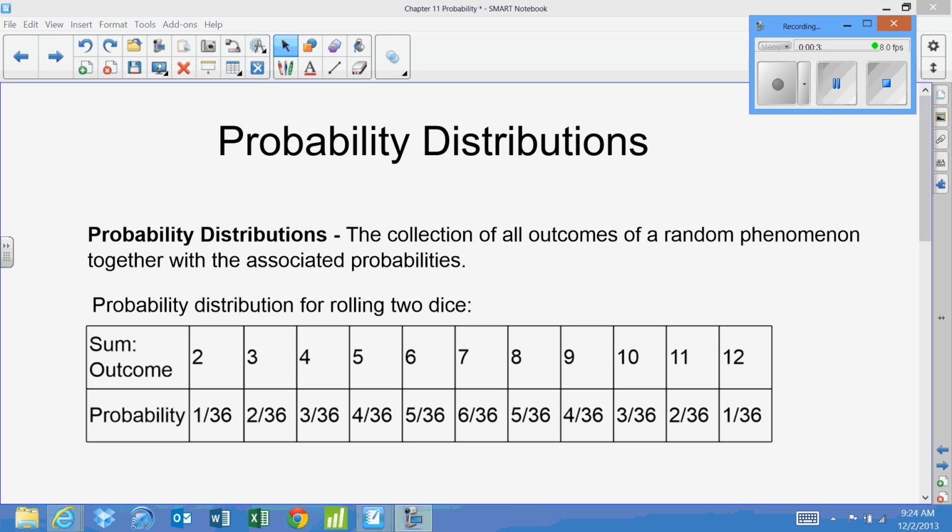So the probability of rolling a 2, which is just a 1 and a 1, we only have one possible roll that would give us a 2. So that gives me a 1 out of 36. A 3, we could roll a 2 and a 1 or a 1 and a 2. So we get 2 out of 36, and so on. That would be our probability distribution.